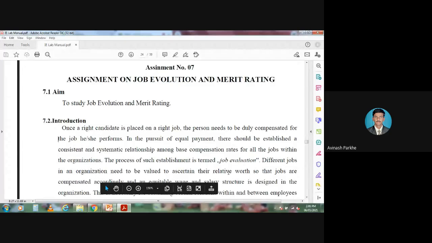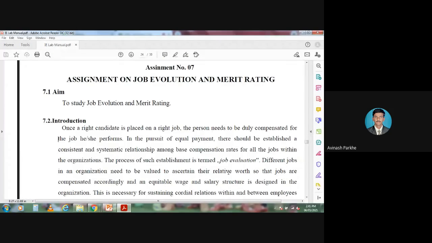And your experiment number 7 is related to the assignment on job evaluation and merit rating. In today's lecture we finished chapter number 6, that is job evaluation and merit rating. Based on this, one question is also given in that experiment write-up: define job evaluation and merit rating and explain any one method of job evaluation.